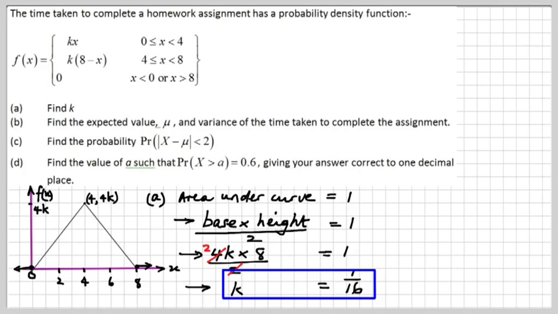Now we've got to find the expected value mu and the variance. Now this does get a little bit hairy, so this is probably better done as a calculator question, because the algebra gets a bit intense. But it's good to do the algebra anyway, to give you plenty of practice. That builds your confidence. You've got to be careful with what you're doing, and there's no better way than practicing things that are a little bit intense.